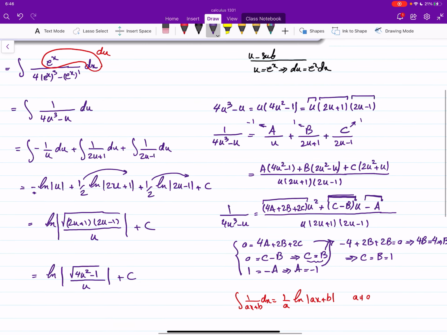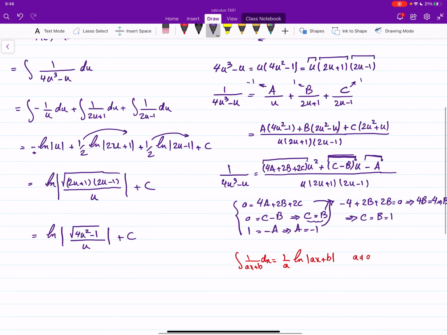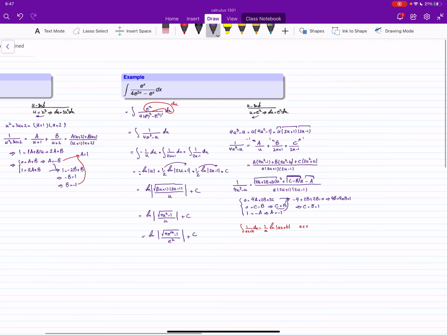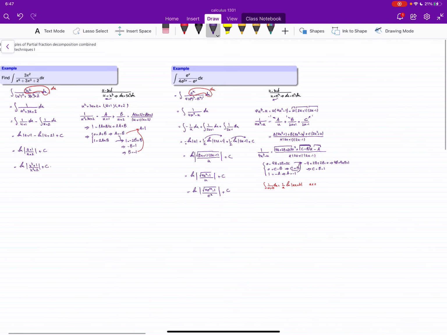And we are almost done. Remember that we started with a substitution. Now we have to plug back in our original function, so e to the power 2x minus 1 over e to the power x plus c. That way we combined this substitution and integration with partial fraction decomposition and found these two integrals.